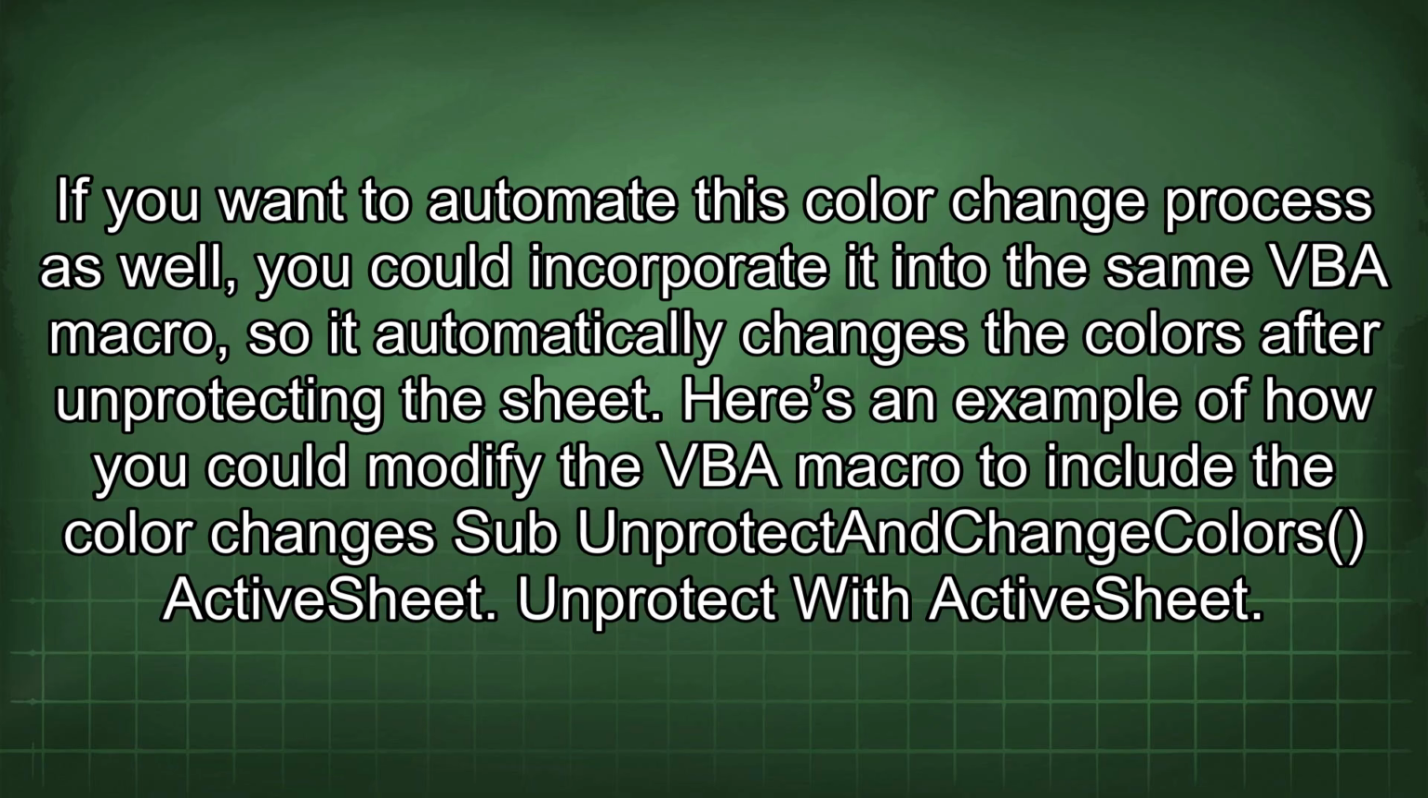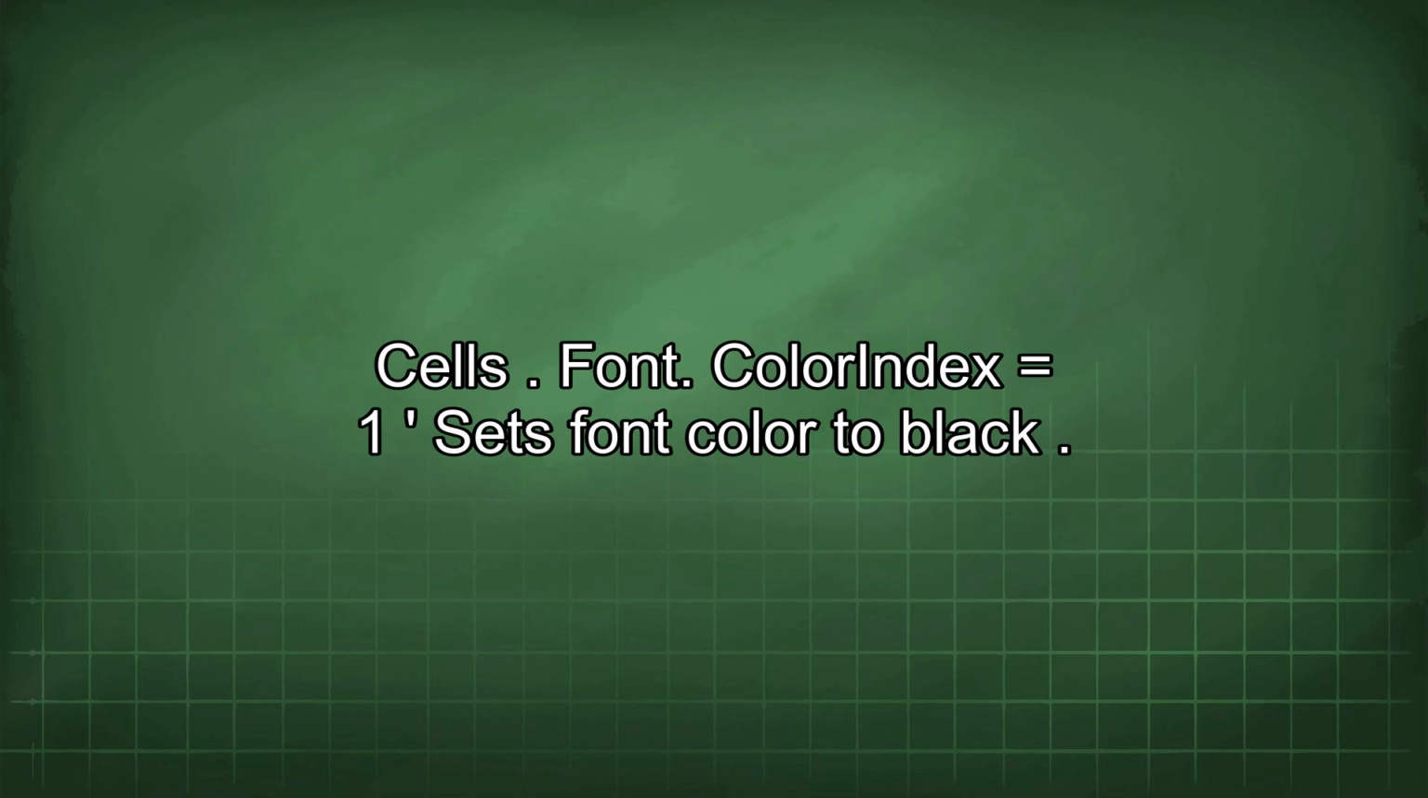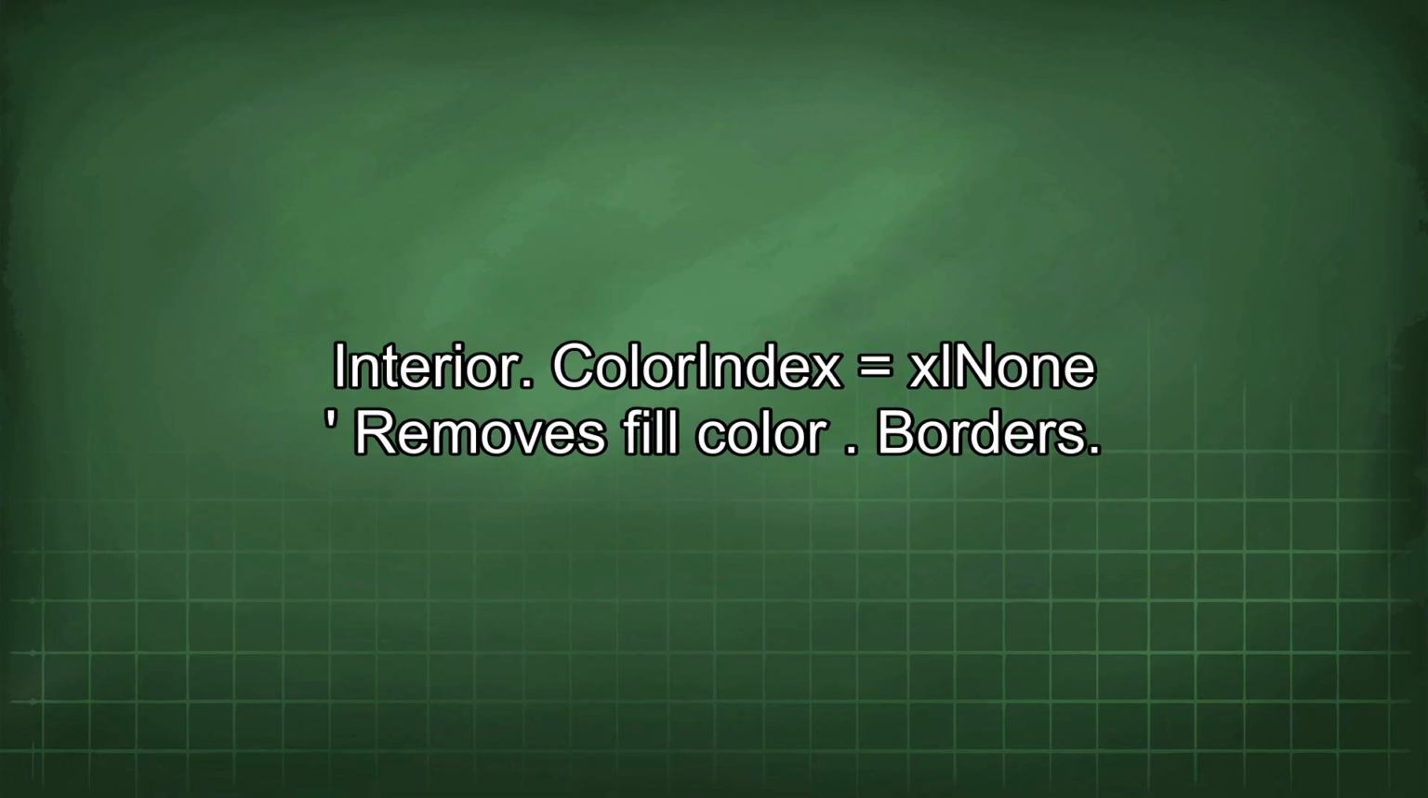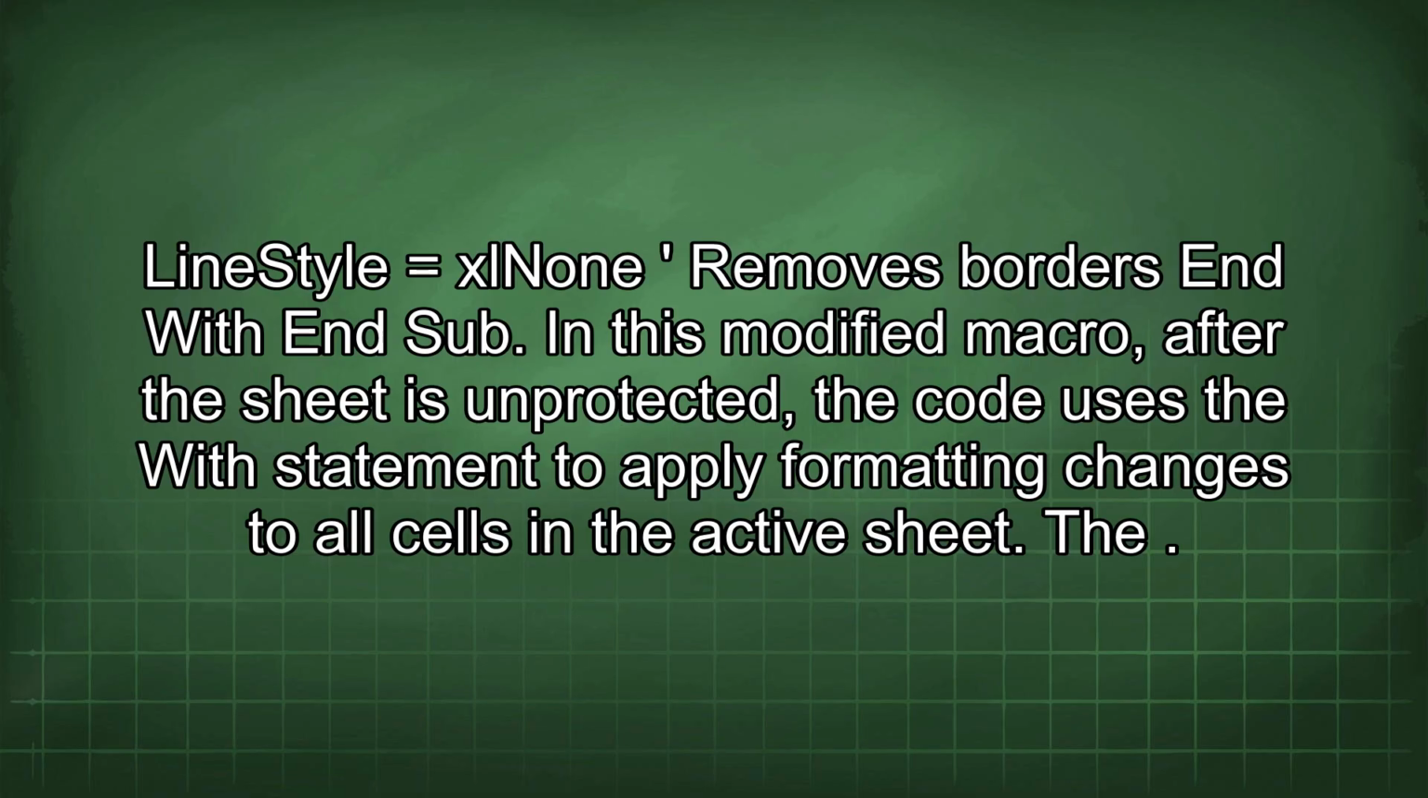If you want to automate this color change process as well, you could incorporate it into the same VBA macro, so it automatically changes the colors after unprotecting the sheet. Here's an example of how you could modify the VBA macro to include the color changes: Sub UnprotectAndChangeColors(), ActiveSheet.Unprotect, With ActiveSheet.Cells, .Font.ColorIndex = 1 sets font color to black, .Interior.ColorIndex = xlNone removes fill color, .Borders.LineStyle = xlNone removes borders, End With, End Sub.